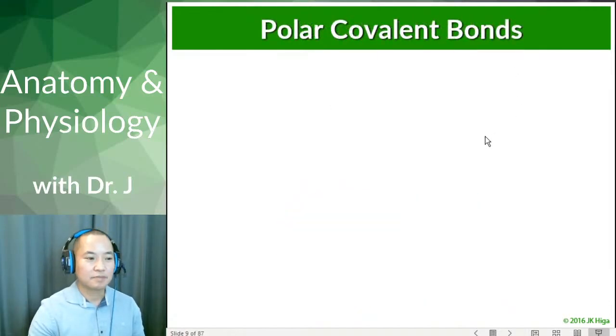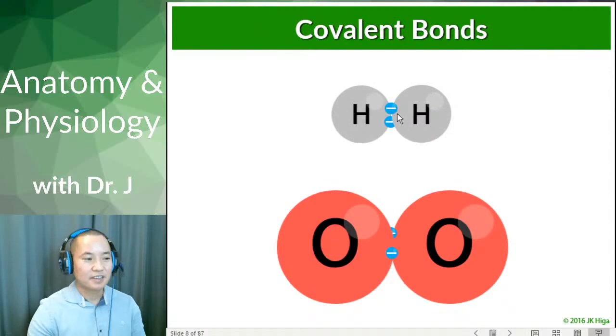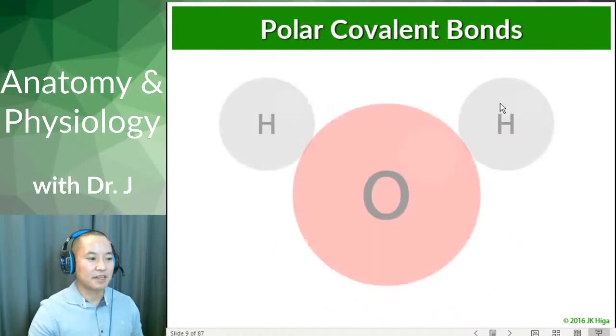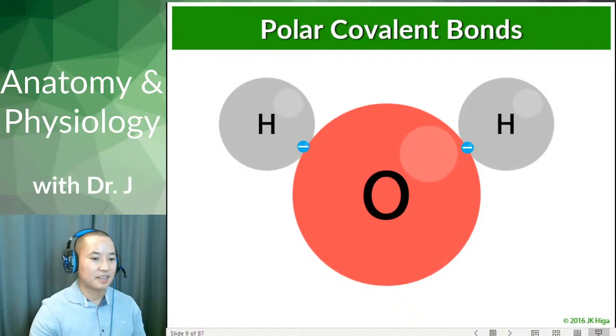So with these bonds, they're equally sharing that pair. Notice that they're in the middle, and neither atom on the left or right in these diagrams is holding on to these electrons more than the other. So this is what you call a nonpolar covalent bond. Whereas in a polar covalent bond, what happens there? Here we have H2O, aka water. So this is a cartoon. Again, I'm not showing all the electrons for simplicity's sake.